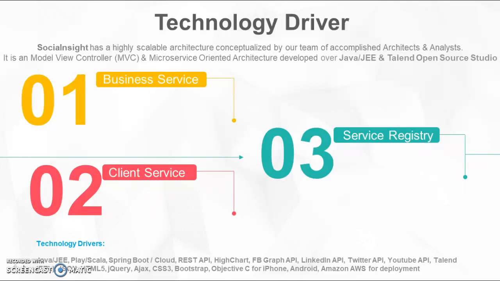Going into the technology drivers, this was highly scalable with a microservice-oriented architecture using Java J2EE and Talend Open Studio, because a lot of heavy-duty transformation of data is done using this platform. Regarding technology drivers, Play Scala for template-based UI, Spring Boot Cloud for microservices, and third-party integration APIs like LinkedIn, Twitter, and all of those. We also had Android, iPhone and hybrid mobile applications, and these were all deployed on the Amazon AWS cloud.